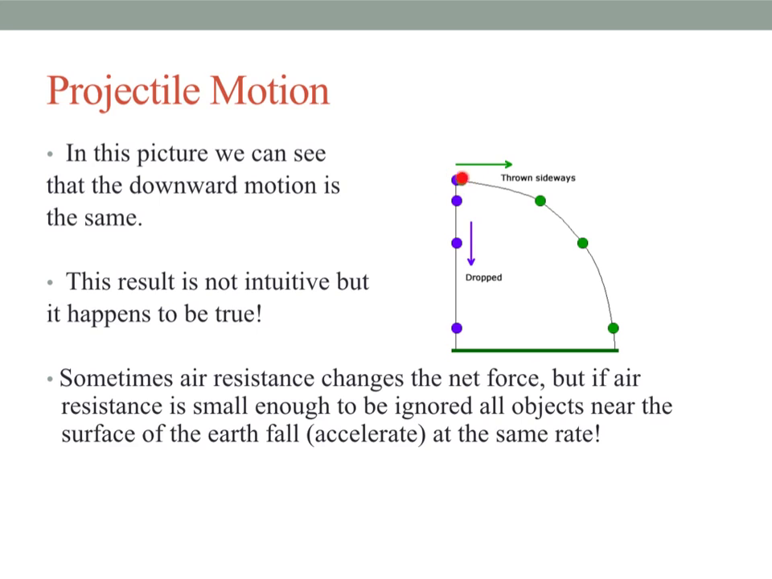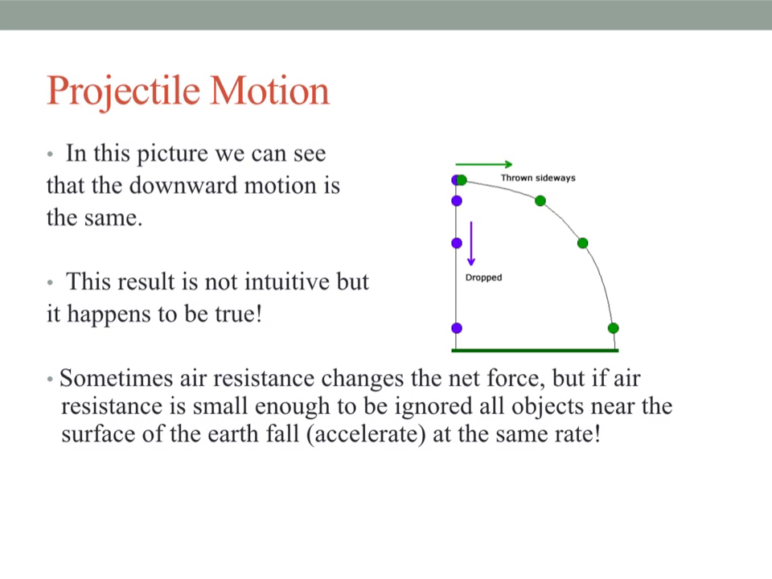So at this time they're released together. The green one is launched to the side, the purple one is going straight down. After one time interval, both have fallen the same amount. After the second time interval, they've both fallen the same amount. After the next time interval, again, they've both fallen the same amount. All objects near the surface of the Earth fall at the same acceleration.